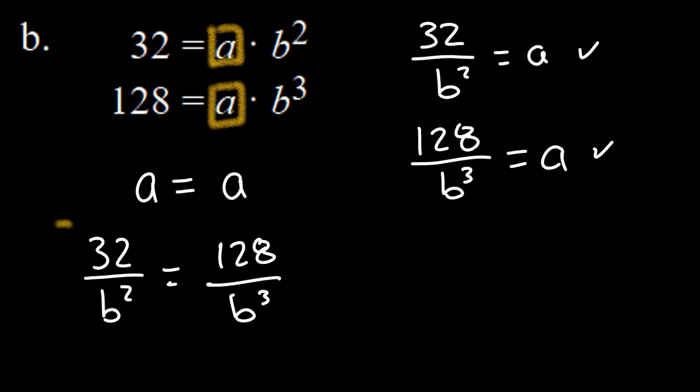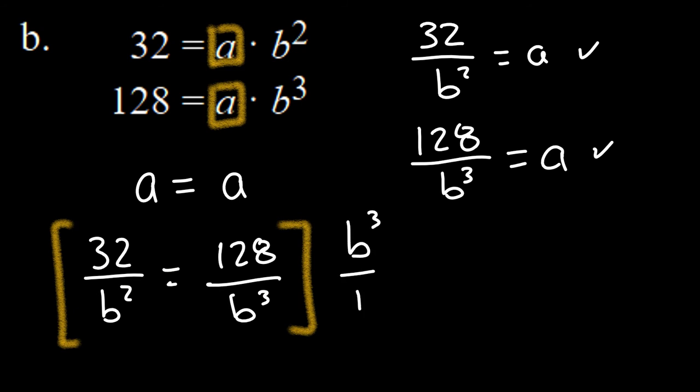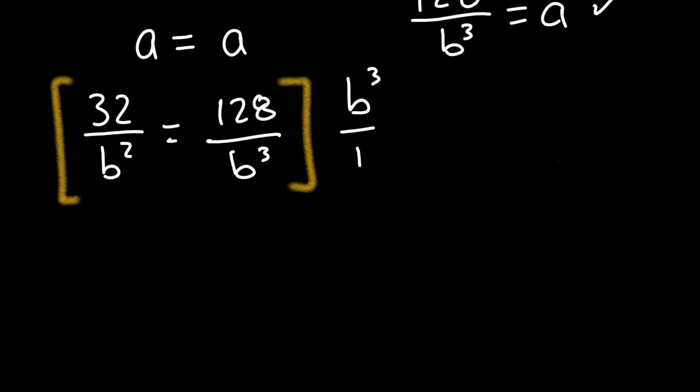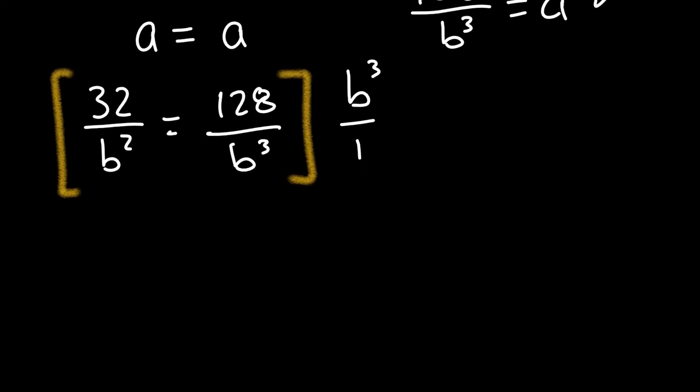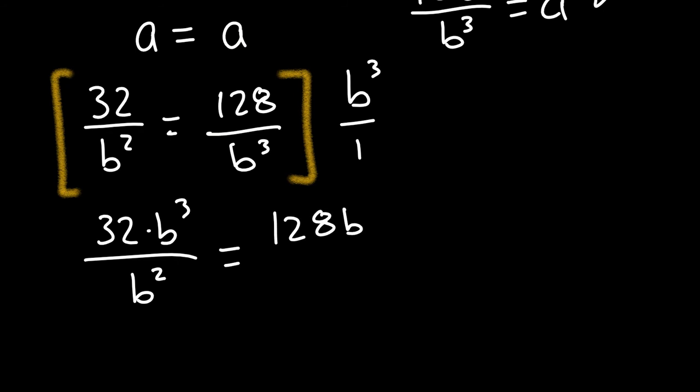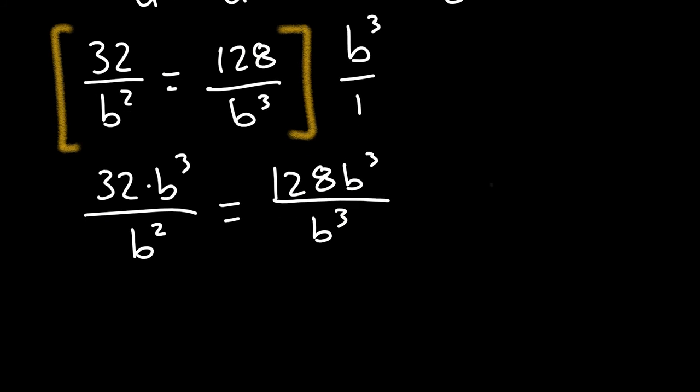This is a beautiful time to use fraction busters. I could multiply both sides of this by b to the third power. And I like to put the 1 over there because I think sometimes we get confused by that. So I'm going to multiply both sides by b to the third. And you know what? I'll just show that step too. So I'll write 32 times b cubed over b squared. And then I get 128 b cubed over b cubed, which is really super nice.